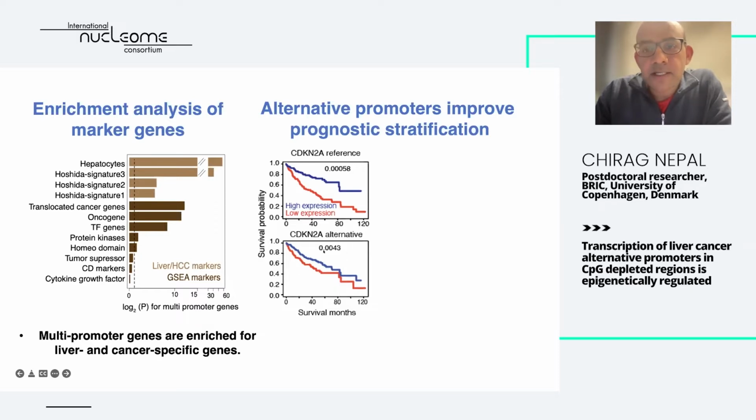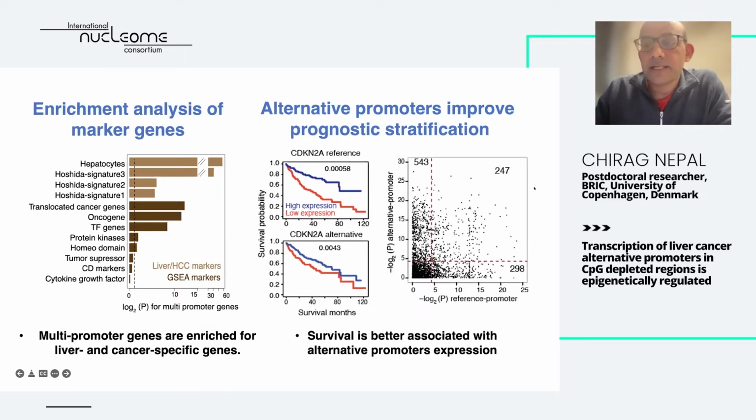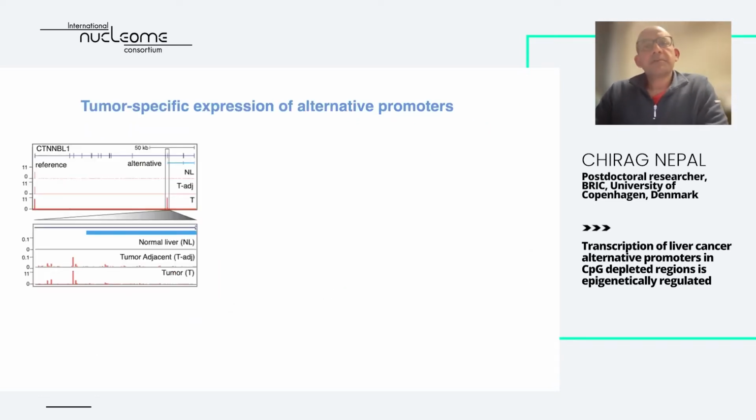So both reference and alternative promoters can have a survival difference in terms of expression. Then we did this analysis globally across all multi-promoter genes, and what we found is that compared to the reference promoter, alternative promoters can have better prognostic stratifications. So this indicates that liver cancer or multi-promoter genes are enriched in liver and cancer specific genes, and they have better prognostic stratifications. So next we move on to the expression.